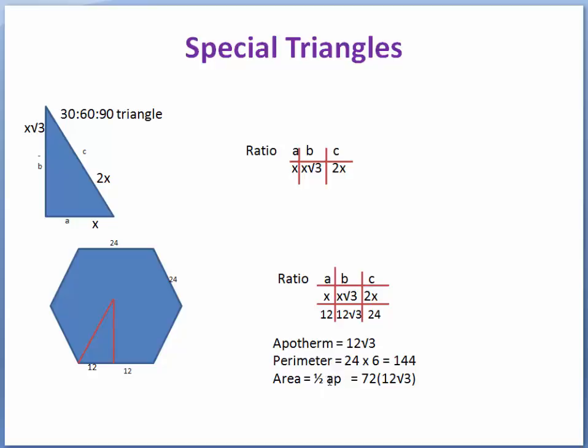So A is 12, B is 12 square root of 3, and C is 24. So our apothem is actually 12 square root of 3, which in this case is this length here, same as B. So this becomes 72 multiplied by 12 square root of 3 as the area.